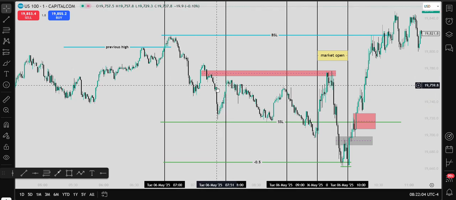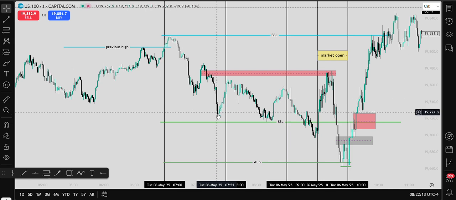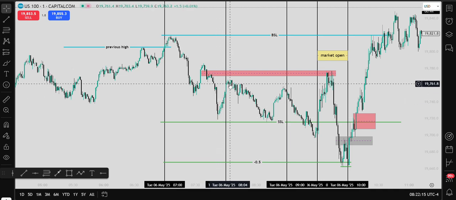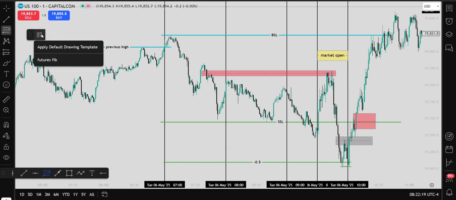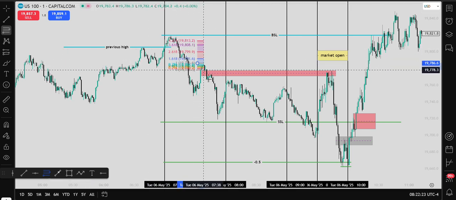What do I mean when I say a premium level? If you're conversant with ICT concepts, you know that after a rally, there's always a retracement. But the retracement can be measured using a Fibonacci retracement tool. I'm going to use the default one before I introduce the one that I always use to measure.